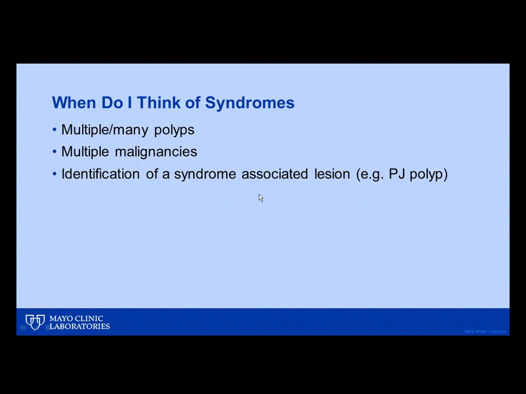And when do I think of syndromes? If I encounter a clinical case where there are multiple or many gastrointestinal polyps, or patients with multiple malignancies, I think of syndromes. And if I identify a syndrome-associated lesion, for example, a Peutz-Jeghers polyp on an endoscopic GI biopsy, then I think of the possibility of a syndrome, and I may note this in my report or have a conversation with the ordering provider to make them aware of this possibility to trigger the appropriate follow-up and testing.